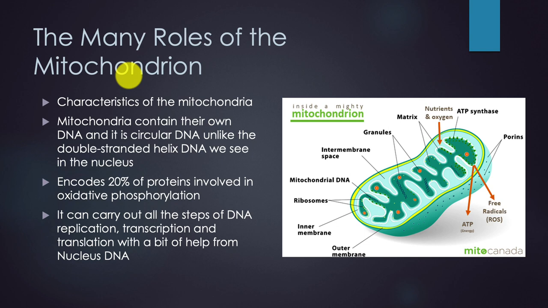You've talked about mitochondria a million times. They contain their own DNA, just like every other cell in the body, except the DNA of the mitochondria is circular. They basically encode 20% of the proteins involved in oxidative phosphorylation, right? So everything involved in using the fat and oxygen to help create energy, they produce 20% of the necessary enzymes involved in that process in the mitochondria. It can carry out steps of DNA replication, transcription, and translation, just like normal DNA in other cells. But sometimes it does need assistance from nuclear DNA, right? So it can't do everything on its own. It can do a lot on its own, but it does need help from nuclear DNA to help create some of its enzymes and some of its necessary proteins to help the mitochondria function.